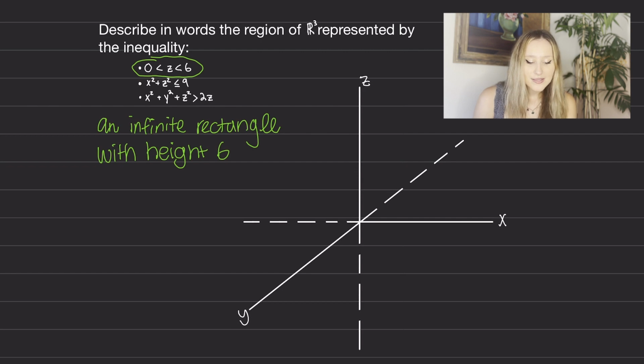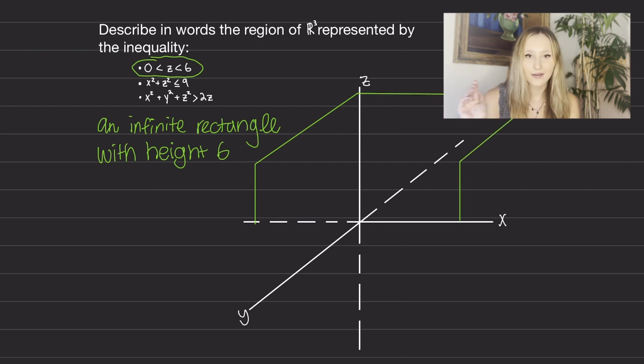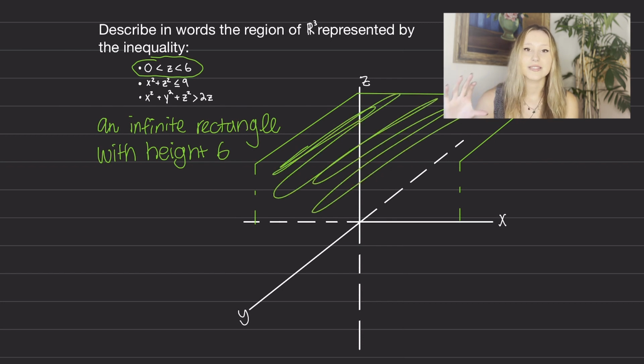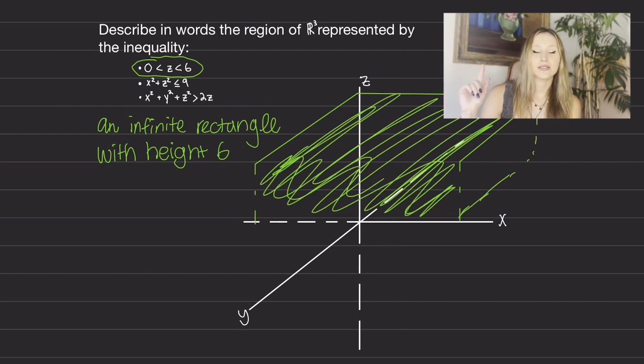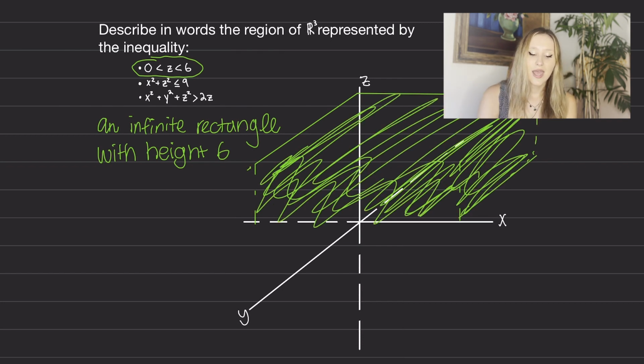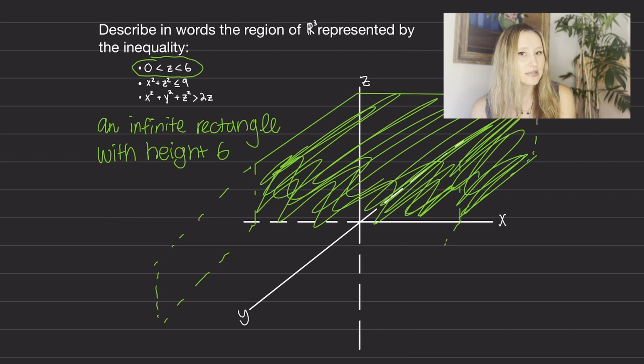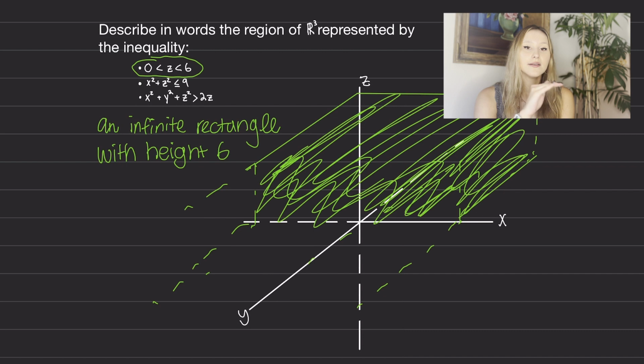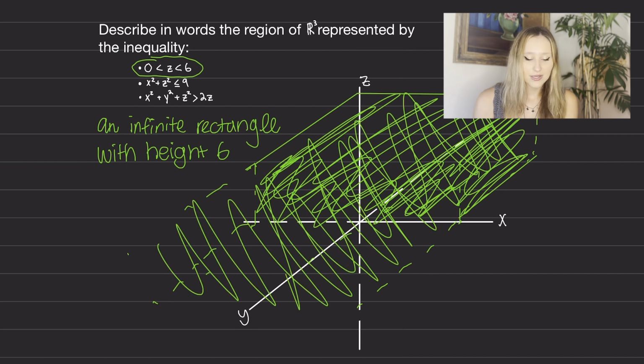So what that is, is a slab. It continues indefinitely in the positive and negative x direction and in the positive and negative y direction. However, it does have a limit on z, which is in between 0 and 6, and it represents all of the points in between that, but not including z equals 0 or z equals 6.